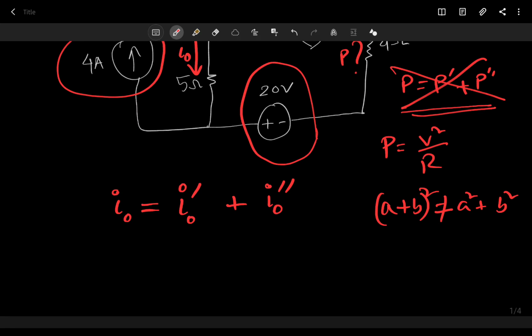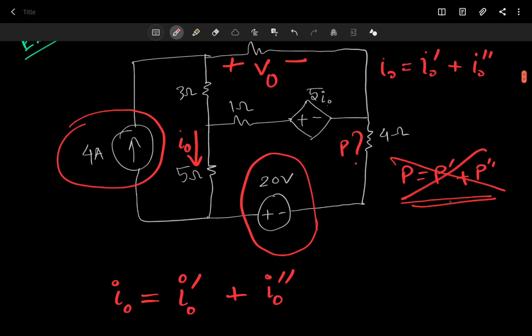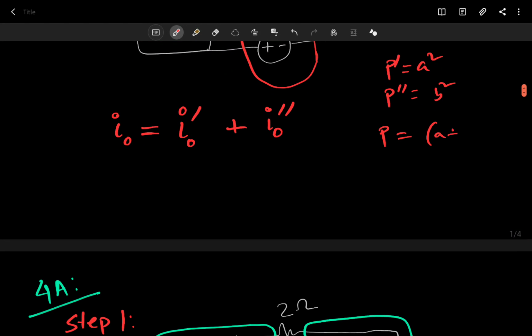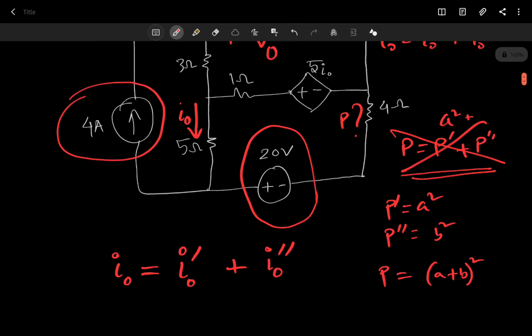So this is important to mention, that this only works for voltage and current. You cannot superpose power, because power is proportional to the square of voltage and current. So if you just add up the powers, P prime maybe is like A squared, and P double prime is like B squared, but P is actually the effect of both of them, right? So A plus B whole squared. So on the right hand side you have A squared plus B squared, and on the left hand side you have A plus B whole squared, which are not equal, right? That's where the problem arises.